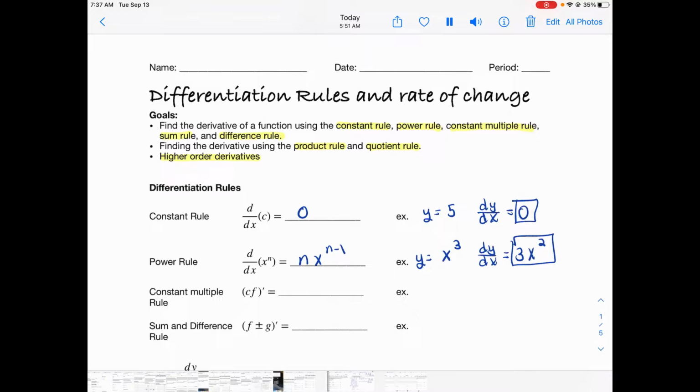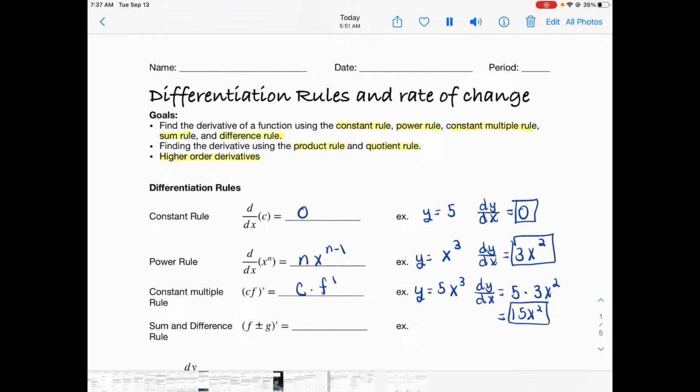The constant multiple rule kind of puts these two together. It's the constant times the derivative of the function. So if I take 5x cubed and I want to find its derivative with respect to x, I take 5 times the derivative of x cubed, which I already figured out to be 3x squared. Multiply that together, we get 15x squared.